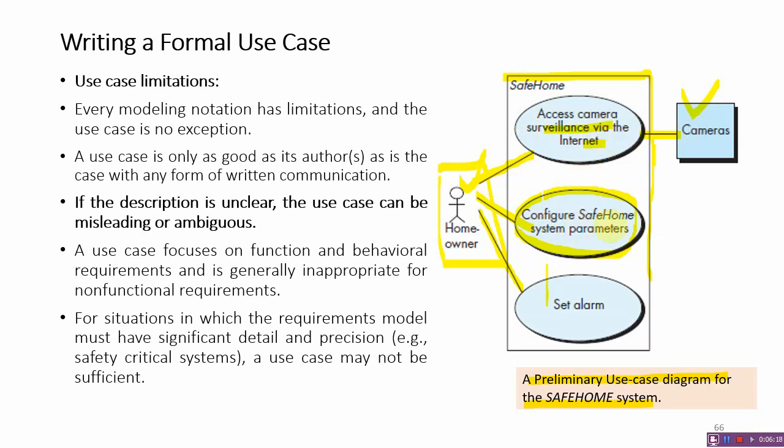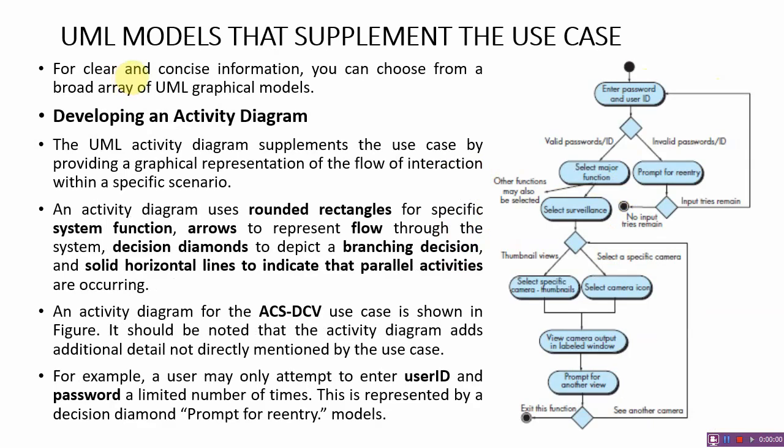So the configure safe home system parameters and the set alarm, these are the three use cases which are being used over here. So up till now we have developed the use cases, but still there are many requirement model situations in which the text-based information or use cases do not provide you clear and concise information. For clear and concise information, you can choose from a broad array of UML graphical models, like one of them is an activity diagram.